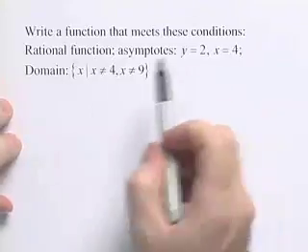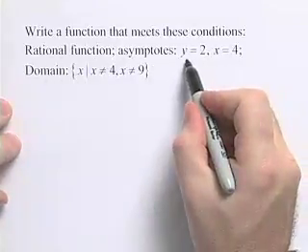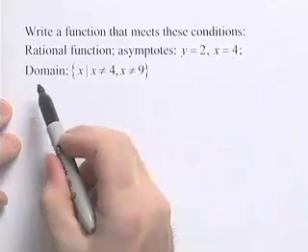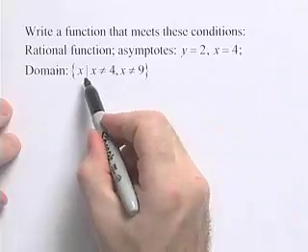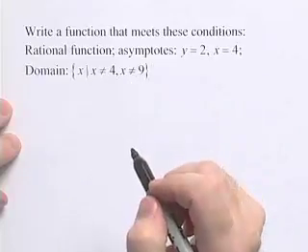For this problem, we're going to write a function given certain conditions. Here we want to write a function that's a rational function and has some asymptotes. We have a horizontal asymptote, y equals 2, and we have a vertical asymptote, x equals 4. The domain of our rational function needs to be the set of all real numbers, such that x is not equal to 4 and x is not equal to 9.